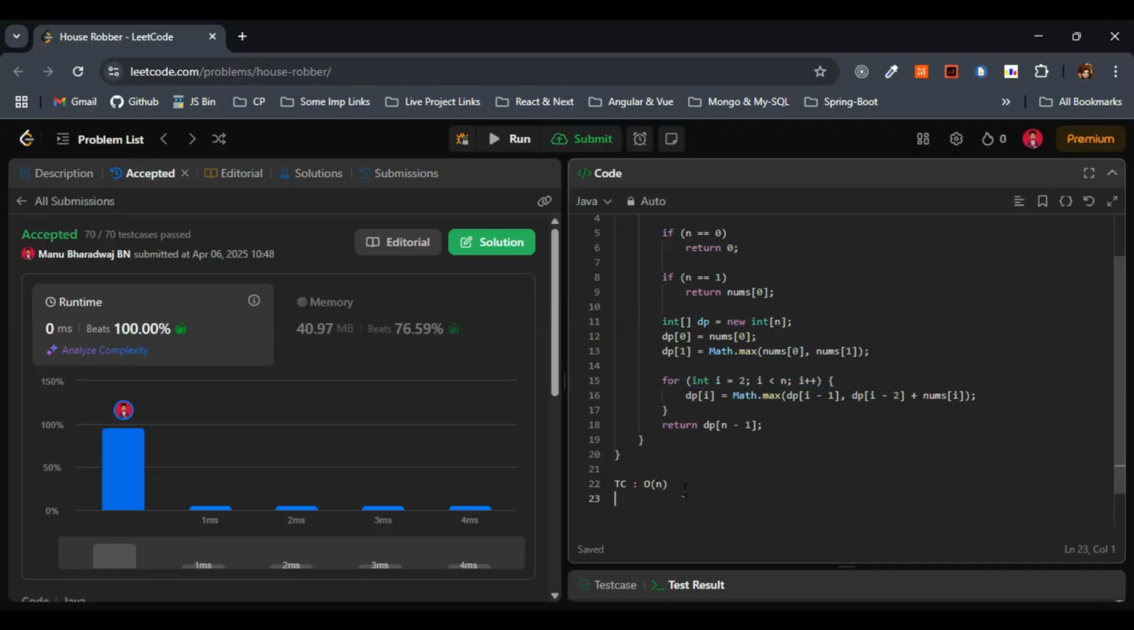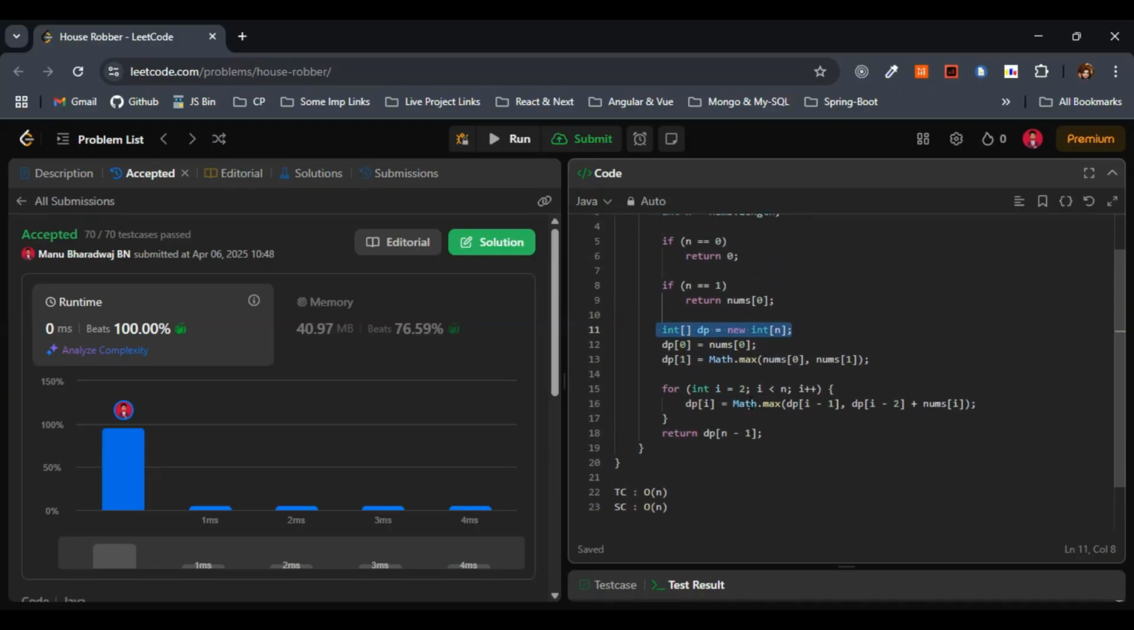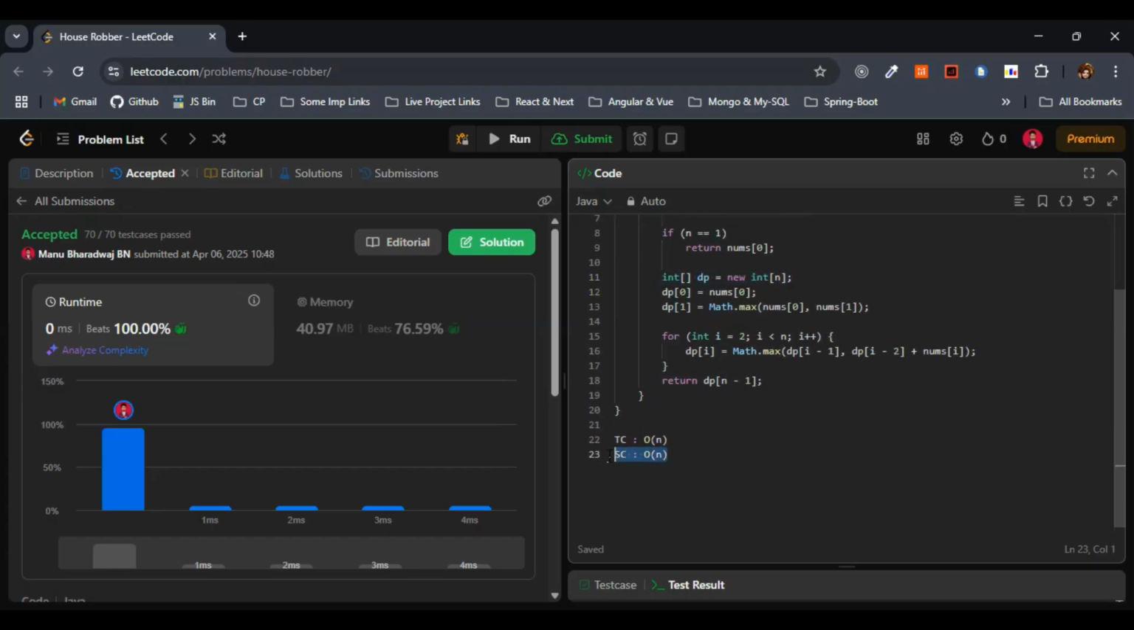So next, what is the space complexity here? The overall space complexity would be O(n) as well. Why is it O(n) here? Because we are making use of an additional DP array of size n to store the result. I'm speaking of line number 11. You can clearly see we are making use of an additional DP array of size n to store the results, right? So I hope the complexities are clear. The time complexity and the space complexity for the code that we have written are O(n).